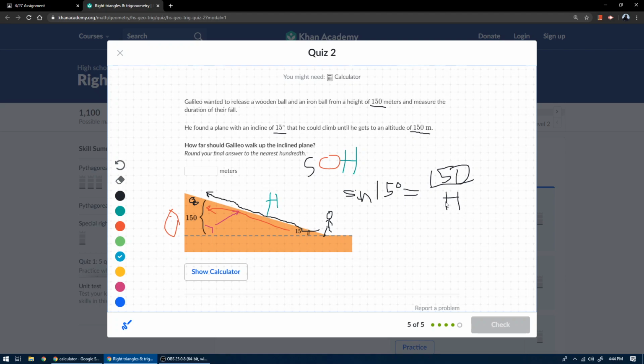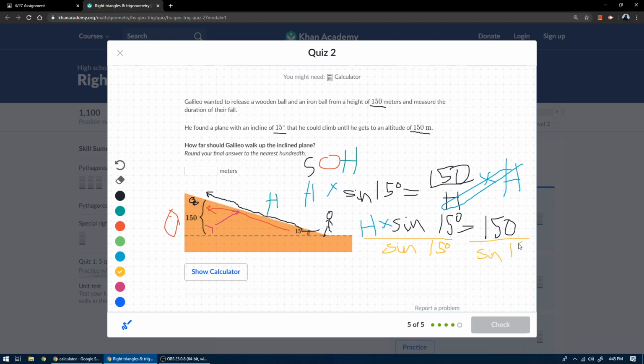So I want to undo this division to make this look better for us. I need to undo this h. So I'm multiplying both sides by h because h is the one doing the division. Now I've removed h. I have h times sine of 15 degrees equal to 150. Now I want h by itself, so I'm going to divide both sides by sine of 15 degrees. That will undo this multiplication, and I'll be left with h by itself, equal to 150 over sine of 15 degrees.